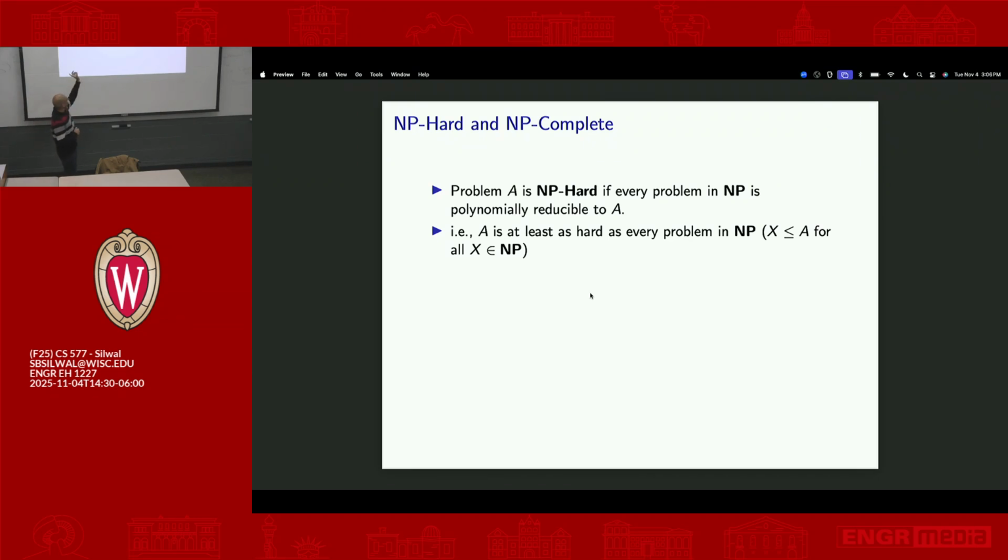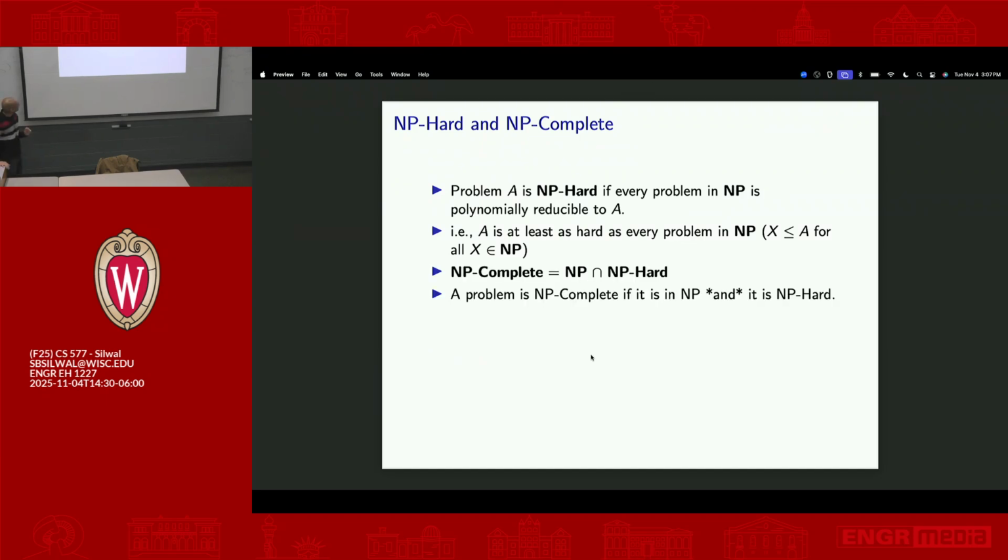Like I said, a problem is called NP hard if for every other problem in NP, there's a way to reduce that problem to A. Another way to say it is if I had a hypothetical algorithm for A, I could convert it to a hypothetical algorithm for every other problem in NP. So these problems are called NP hard. I haven't given you an example of such a problem, which I'll do in a bit.